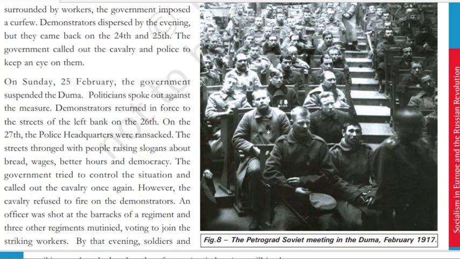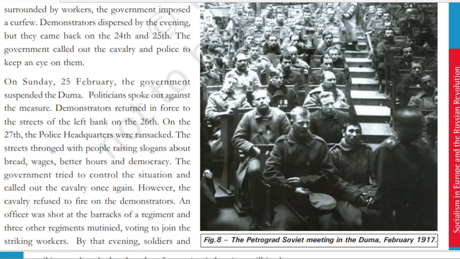5.8 The Petrograd Soviet Meeting in the Duma, February 1917. On Sunday, the 25th of February, the government suspended the Duma. Politicians spoke out against the measure. Demonstrators returned in force to the streets of the left bank on the 26th. On the 27th, the police headquarters were ransacked. The streets thronged with people raising slogans about bread, wages, better hours and democracy.